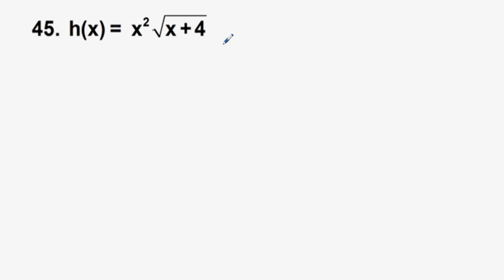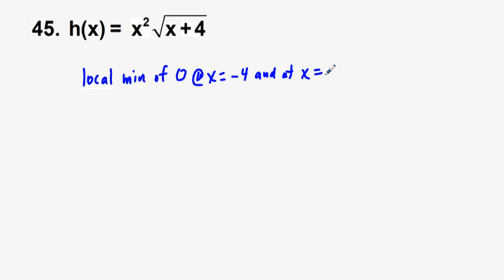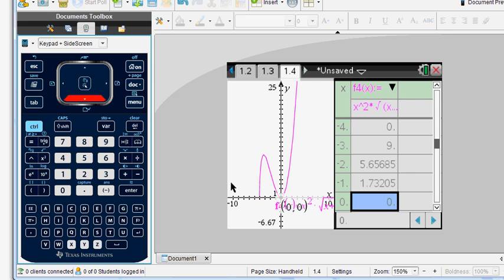We'll say local minimum of 0 at x equals negative 4 and at x equals 0. Okay, so does that explain this? Yeah, we have a local, and this happens to be absolute, minimum here and here. We just need to find this guy right here.